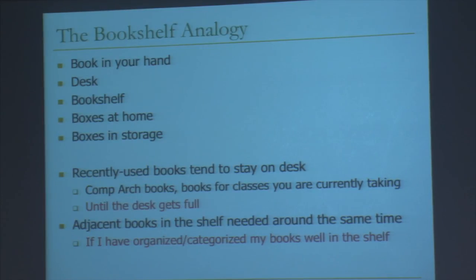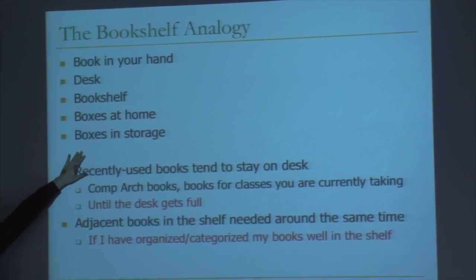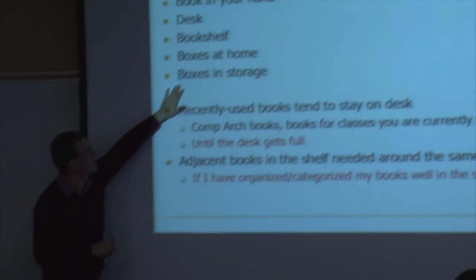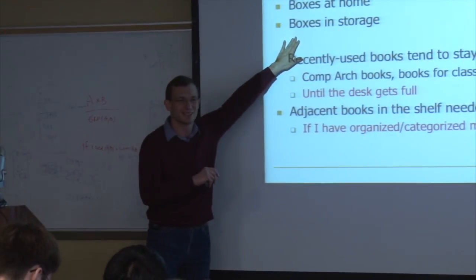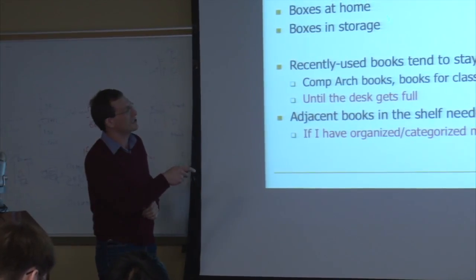Well, I'm not sure if I'll go through this analogy, but I think it applies to many places in life, too. I'll go through it very quickly. The book that's in your hand, it's likely that you're going to reuse it soon, right? It has very good temporal locality, and you have very good spatial locality as well. The books that are on your desk are the second level, perhaps. The books that are in your bookshelf are the third level. Boxes at home, the books that are there, are the fourth level, and boxes in the storage that you've forgotten for decades are probably the fifth level. Right. And it's likely that you don't need much from the storage.